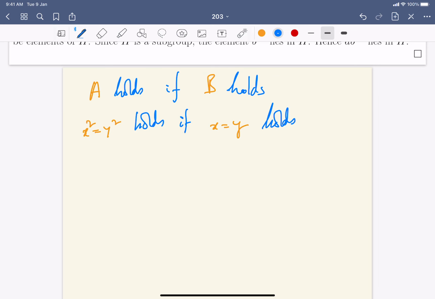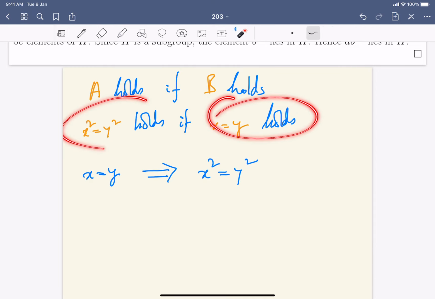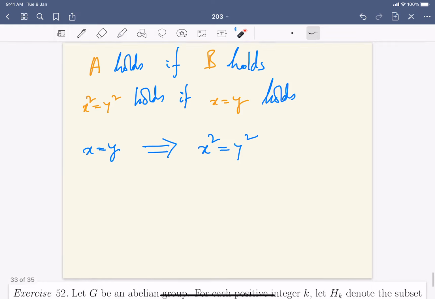So we're saying that if x equal to y holds, then x square equal to y square has to hold. Sometimes we write in shorthand that x equal to y implies x square equal to y square. This statement means that under this hypothesis, or input, we will have this equality. So this is implication.